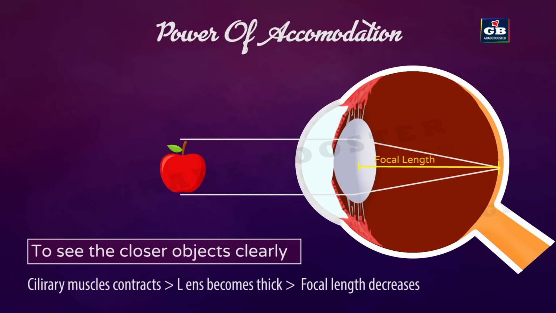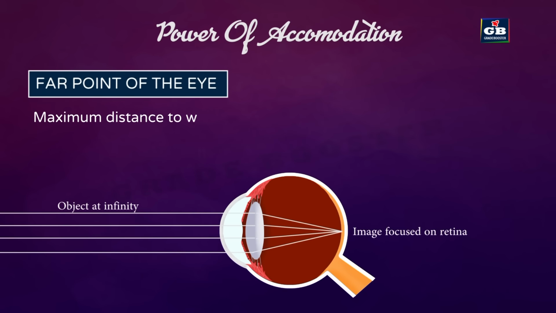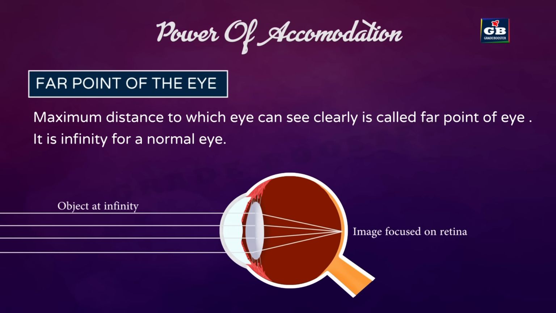Far point of the eye. Far point of the eye means the maximum distance to which the eye can see clearly. It is infinity for a normal eye. For a normal eye, the far point is infinity.